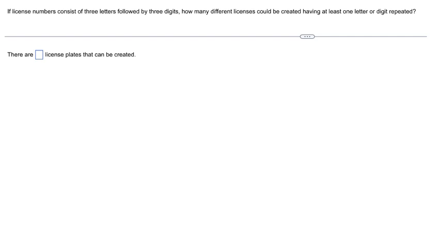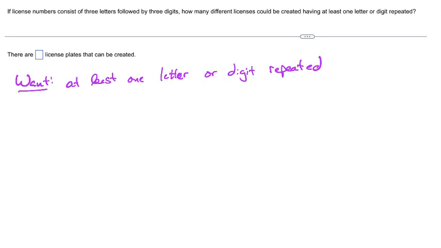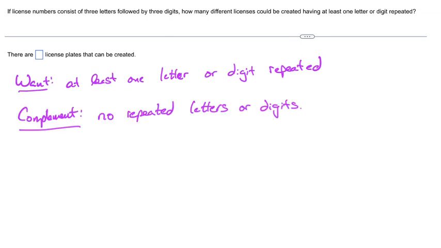So in this problem, we are told that the license numbers consist of 3 letters followed by 3 digits. And we want to know how many different licenses can be created having at least 1 letter or 1 digit repeated. So what we want is at least 1 letter or digit repeated. Then the complement of that will be that we have no repeated letters or digits.